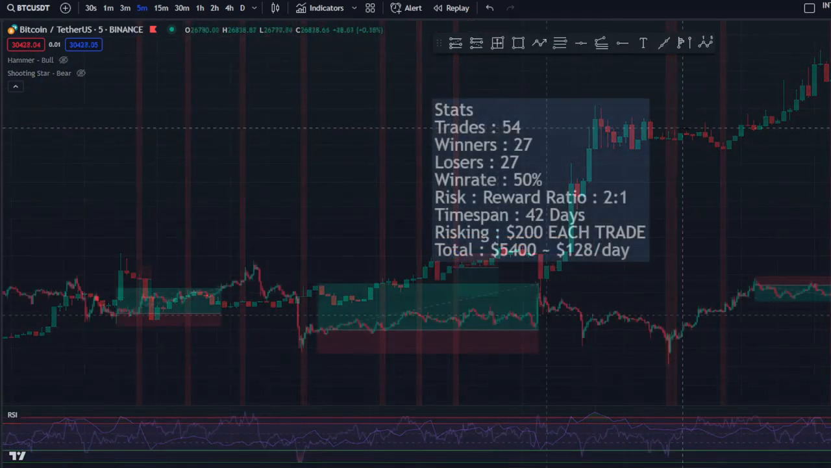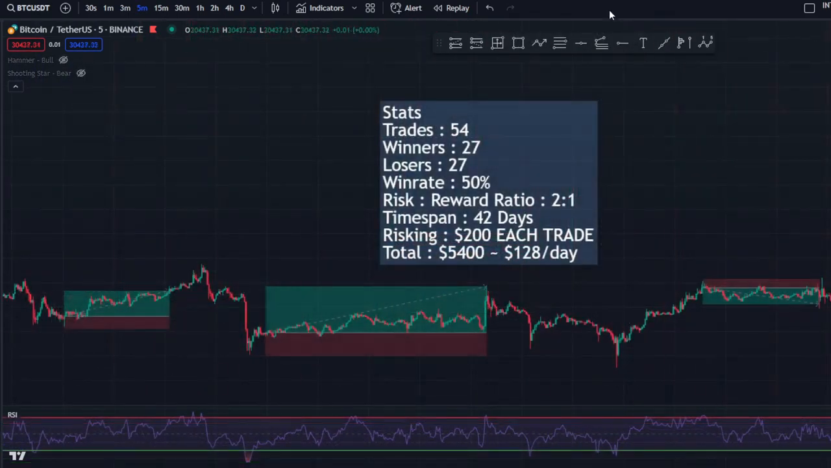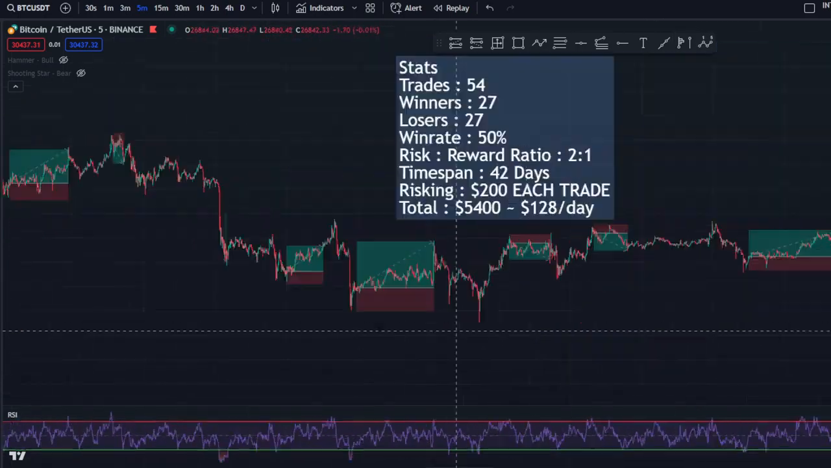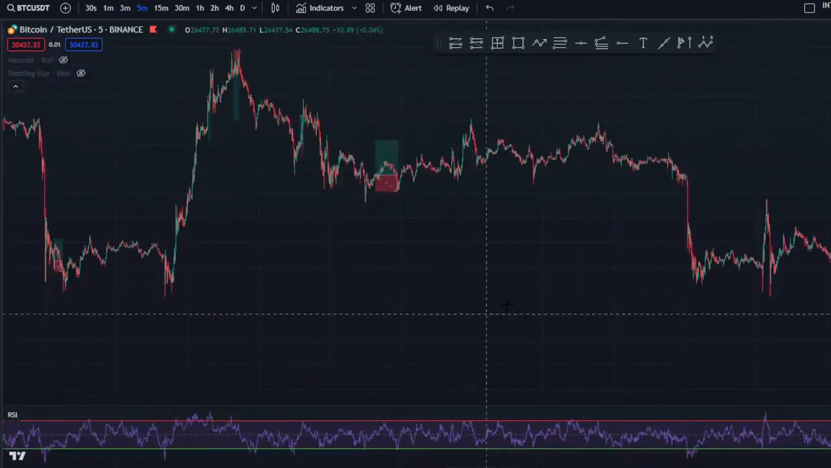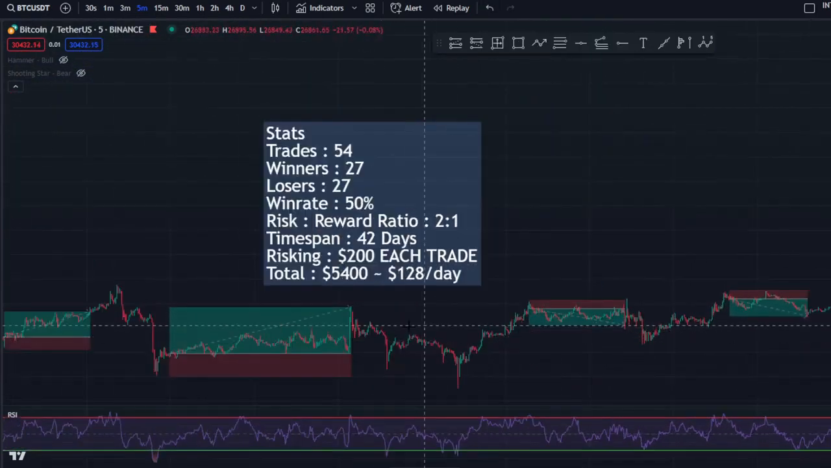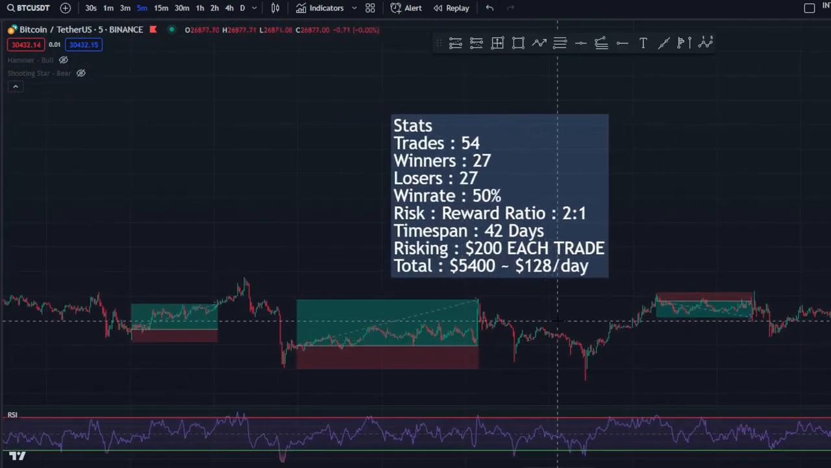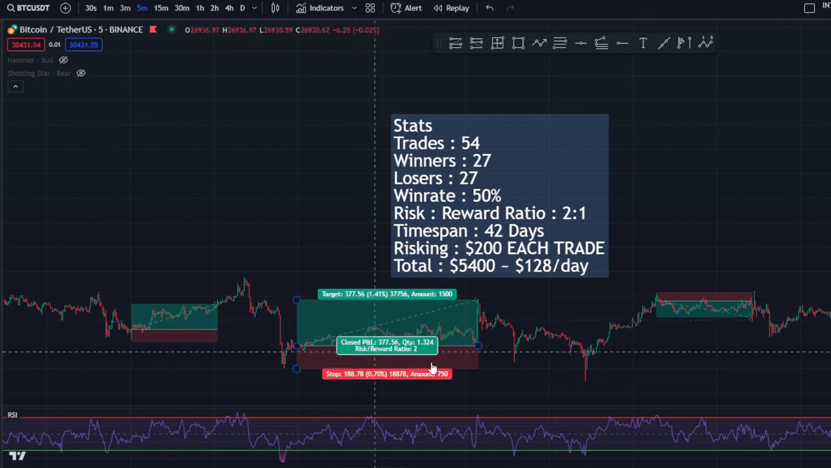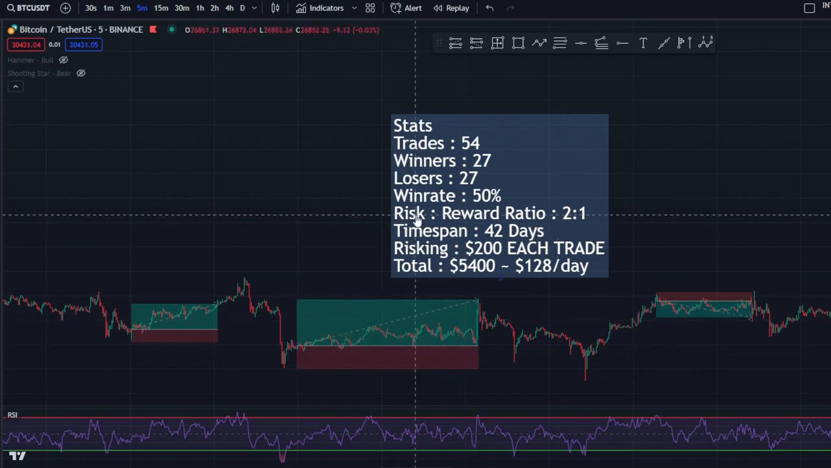Alright guys, so I'm done with the back testing and I've back tested the entire chart. And as you guys can see on the left, we have 55 drawings. This is the first drawing and the rest are all the trades that I already have taken, and I've calculated everything, and these are the stats. So basically we have taken 44 trades, we have 27 winners and 27 losers, so exactly 50% win rate, which is quite good. With the risk reward ratio of 2:1, and it took me 42 days to take all the trades.